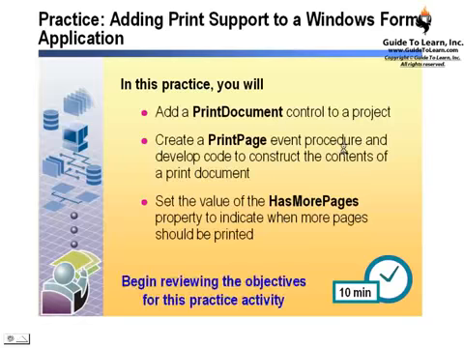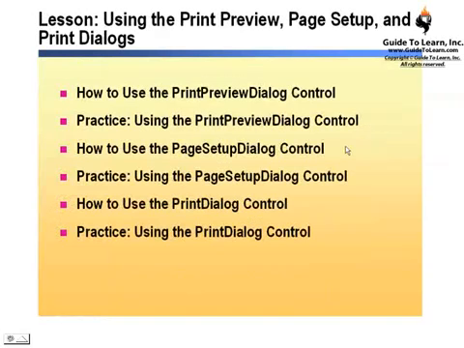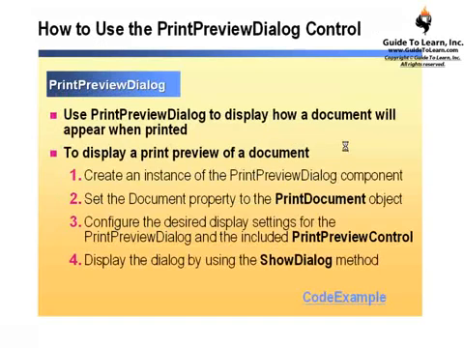That practice takes a few minutes, and I'll give you some time to do it later, but let's move on and talk about the print preview dialog control. In order to work with the print preview dialog control, you have to use it in your form in order to display it. So first, you either drag it and drop it and just call it, or create an instance of it and set the document property of the print document object into it. Now, this is a code example.